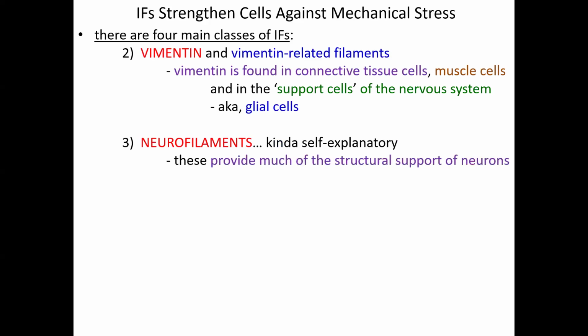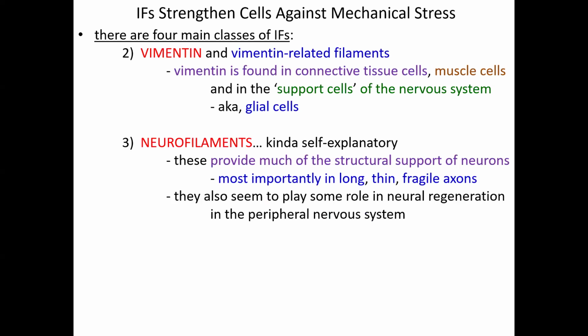Third class are neurofilaments, kind of self-explanatory. This is a dedicated class specifically for neurons. They provide the structural support of axons, so axons do not tear because axons are the most fragile part of a neuron. They also seem to play some role in neuroregeneration.